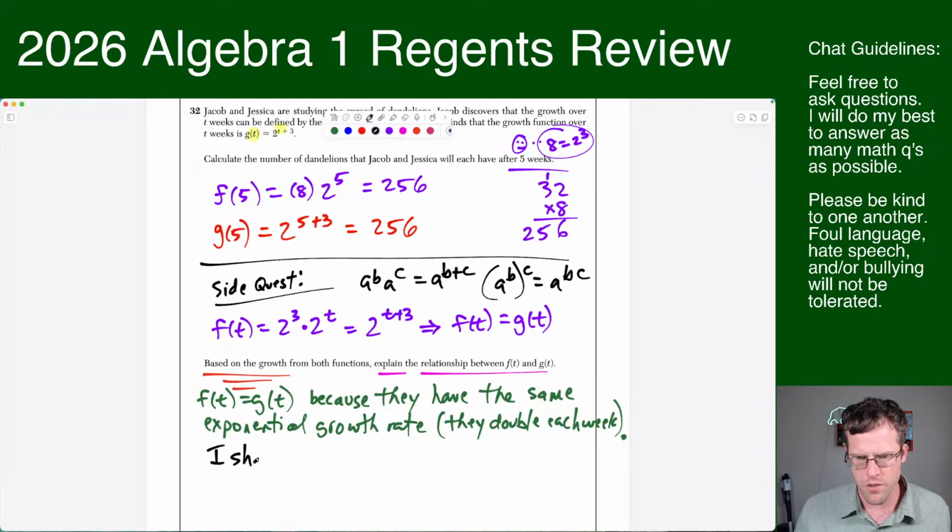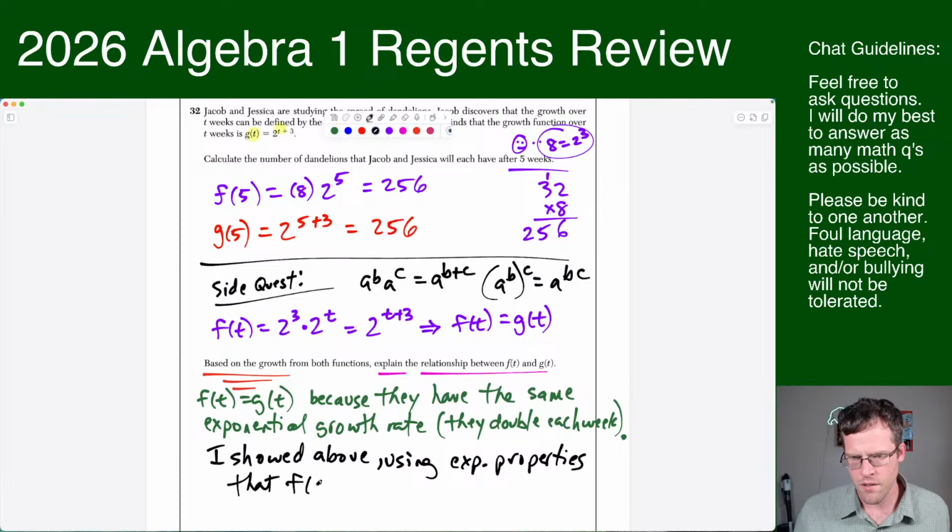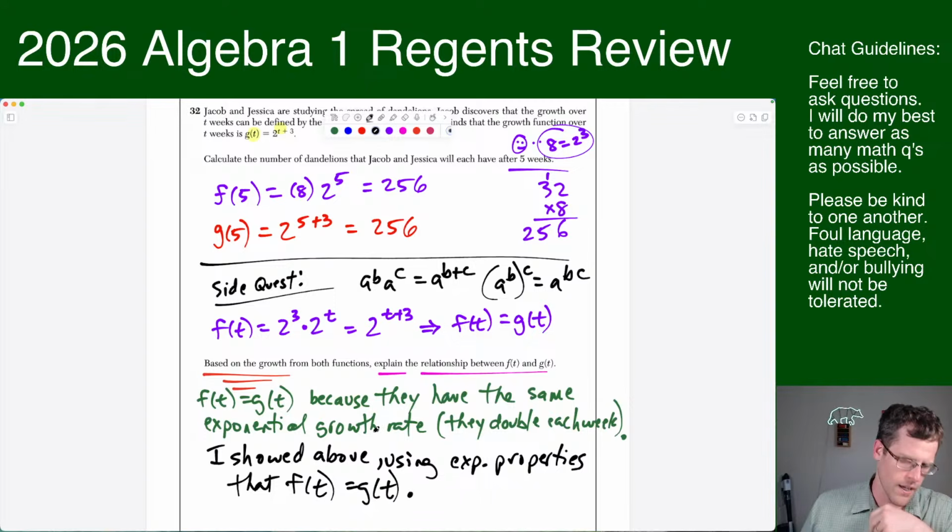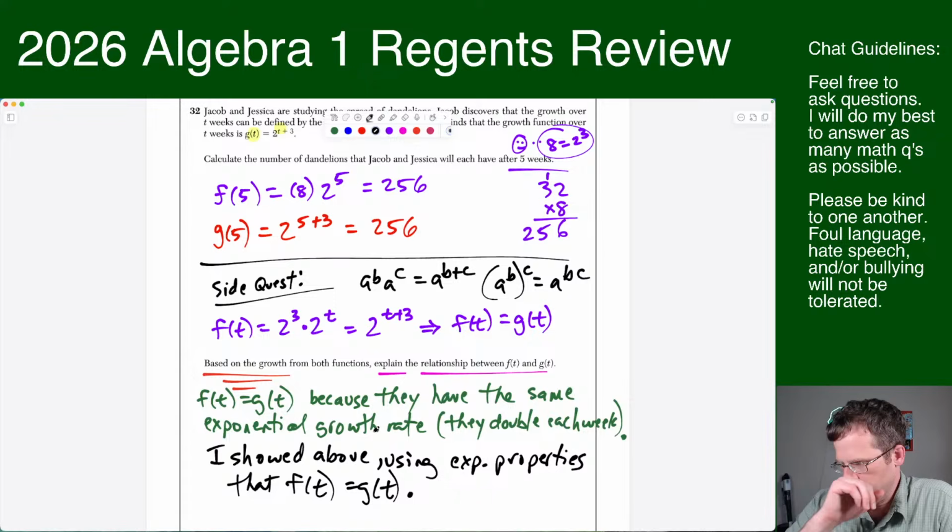I want to point out too, I also showed above using exponent properties that f of t equals g of t. So that kind of touches on the growth rate aspect, and hey, I did the algebra too to show they're equal. If you're unsure, just write a little bit more and say all the things you did, and they'll be like, all right, we get your idea.